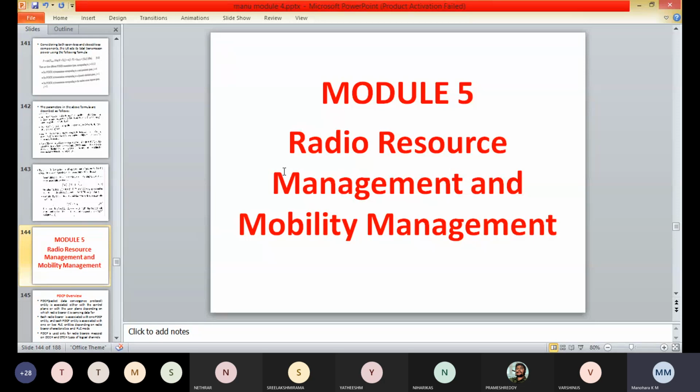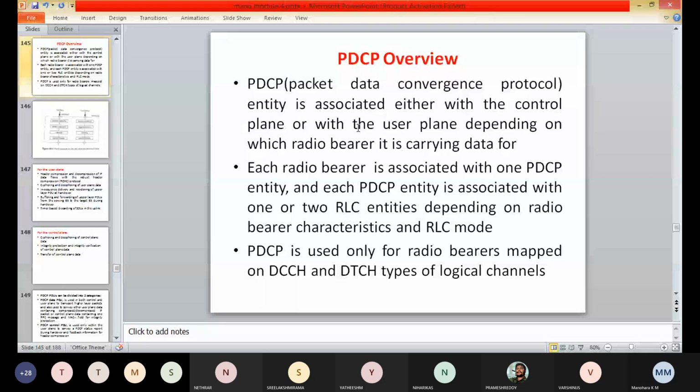So coming to the PDCP overview, a PDCP entity is associated with the control plane or with the user plane, depending on which the radio bearer is carrying the data. Each PDCP entity is associated with one or two RLC entities depending on the radio bearer characteristics. Under the RLC mode, the PDCP is used for the control channel and traffic channel.